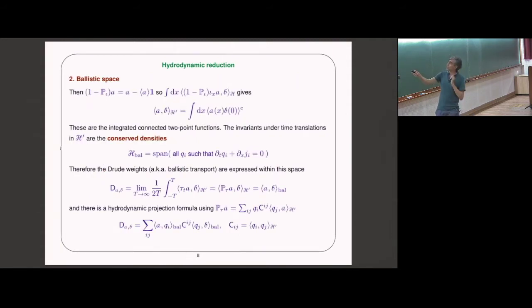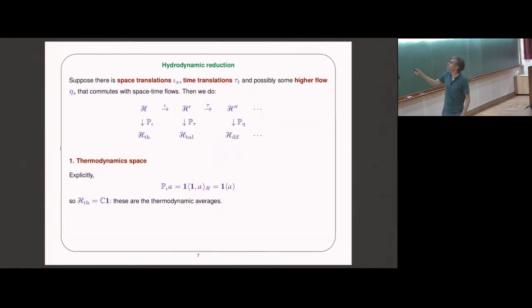So the ballistic case, well, you know, so this, oh yes. So this is just some higher flow. I mean, for instance, this Q3 that I was discussing in the integrable system. So this is, yes, I should have written, there is an eta sub S which generates this flow. It might or might not be there, but if it's there, it's.